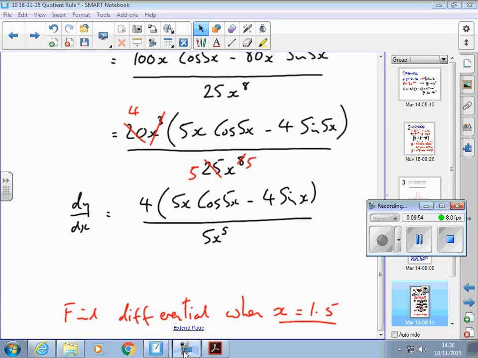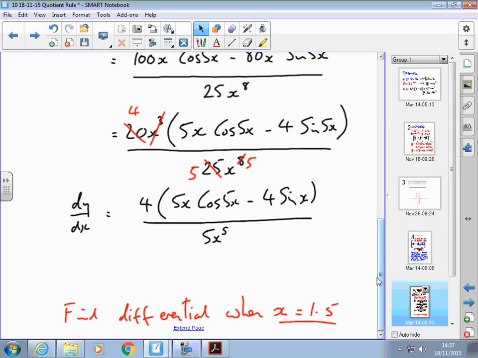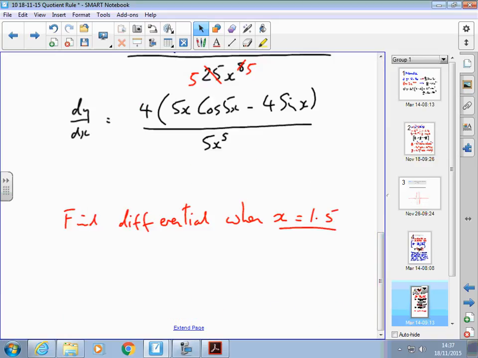Final step in the assignments once you've found the differential, you're going to be asked to remember this question. The question was, find the value of the differential when x is 1.5. So finally, when x equals 1.5, we put values in. Now, for these trigonometric functions, invariably, we're going to be working in radians. And so you make sure your calculator's in radians.